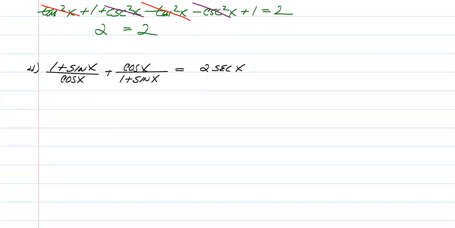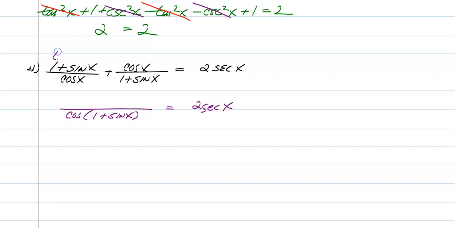Okay? If you feel confident by now, go ahead and try number 4. Just get a common denominator and add those together. If not, here we go. Our common denominator is going to be cosine times 1 plus sine x. Don't distribute that right now because it might factor out.